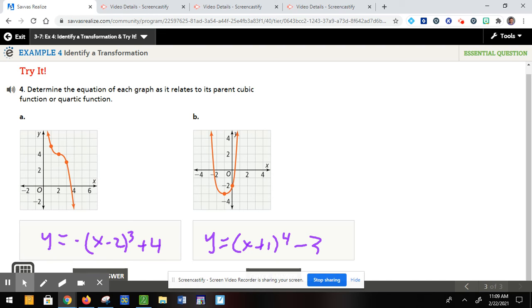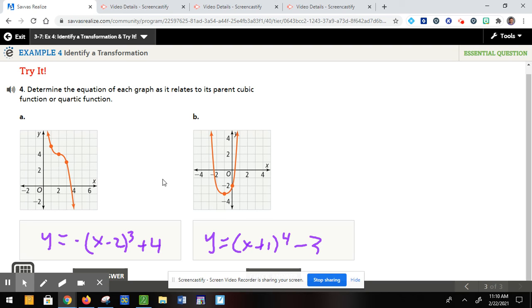For part A, I identified that it was cubic. The end behaviors are in opposite directions, so given the 2 choices, it has to be cubic. There's a negative out front because it is starting high and ending low. It's -2 on the inside because we moved right 2, and it's +4 on the outside because we moved up 4.